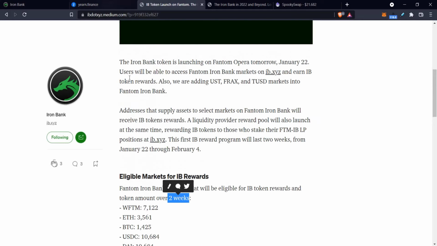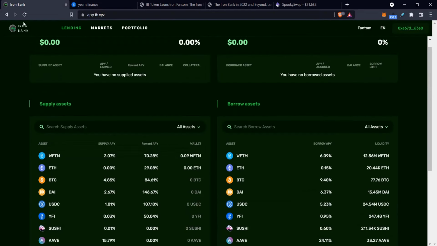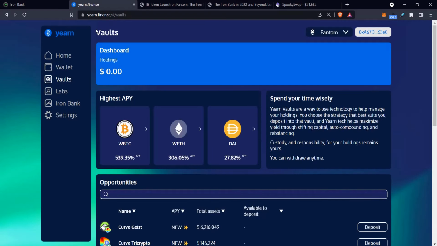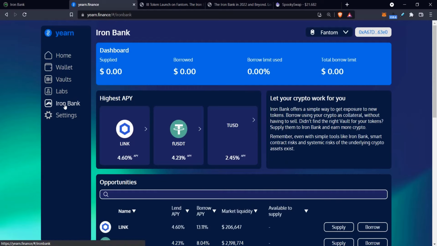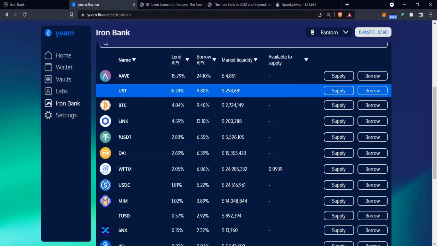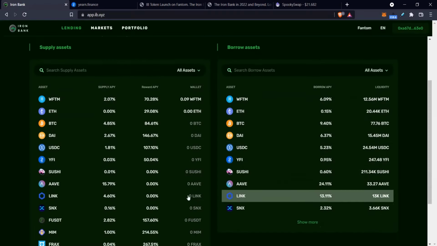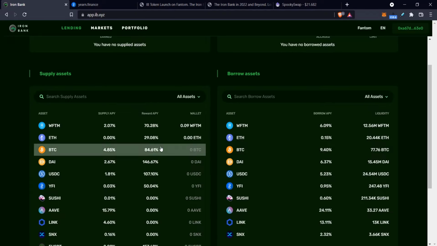Now there's a few reasons why I'm bullish on this token and this protocol. Let's talk first about the protocol. What is Iron Bank? Iron Bank is also here at Yearn Finance. So if you click here, you will go to Iron Bank and you will see that the market liquidity of all these tokens is the same as the market liquidity of these tokens. It's the same contracts, it's the same back end.